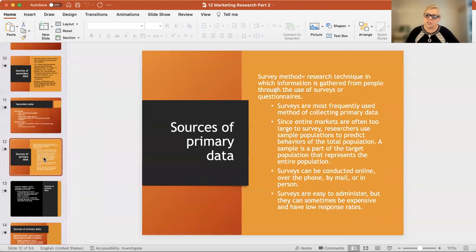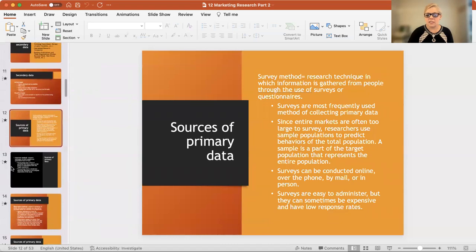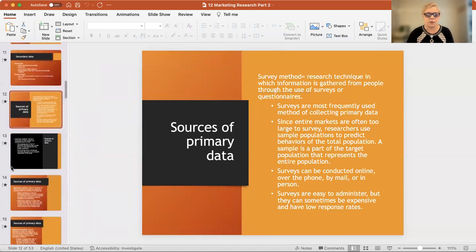So, sources of primary data: surveys. A lot of times we'll do surveys. That's a research technique. You know what surveys are. Since the market is too big to survey, we have to choose a sample. That sample is referred to, you'll see a lot of people say N. What's your N? That's your sample. That's what N stands for if you've had statistics. Surveys can be conducted online, over the phone, by mail, in person. There are a variety of ways of doing it, but that's just one type of tool, one type of research instrument. They're easy to administer, but surveys can sometimes be expensive and have very low response rates.